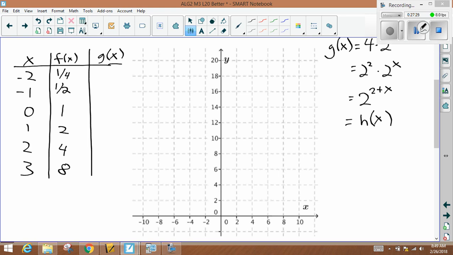Let's go ahead and graph those. So we're at -2, 1/4, somewhere around there. At -1, 1/2, somewhere around there. At 0, we're at 1. At 1, we're at 2. At 2, we're at 4. And at 3, we're at 8. So here we go. Look, we're able to do it.